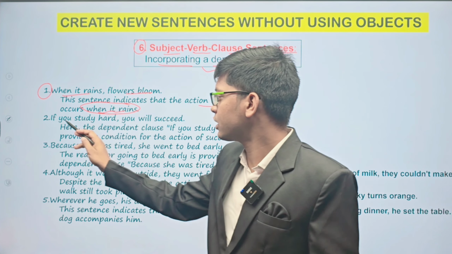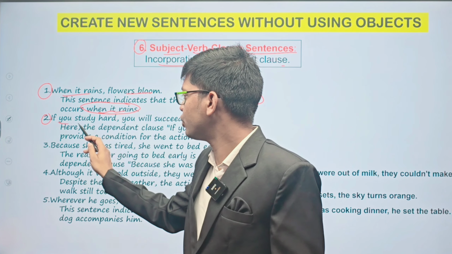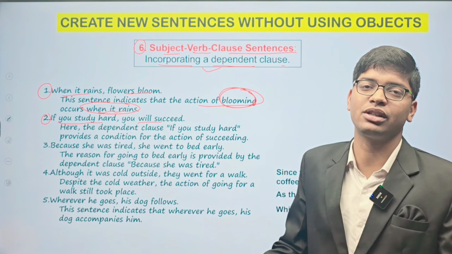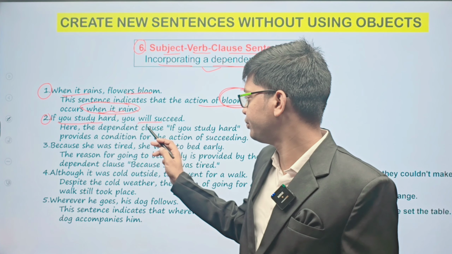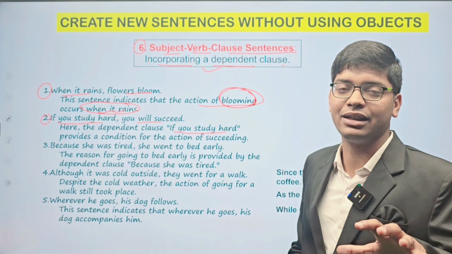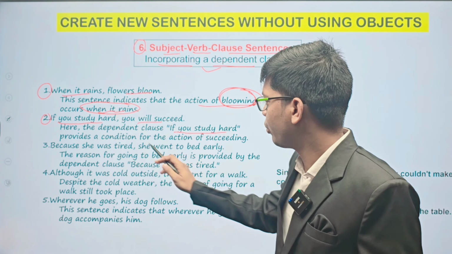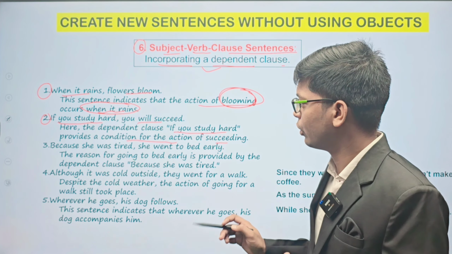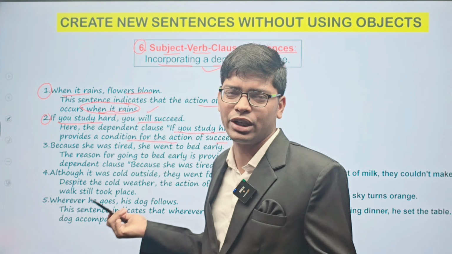Next example: "If you study hard, you will succeed." In this sentence, the dependent clause "if you study hard" provides a condition for the action of succeeding. You can create these types of sentences without using any object.